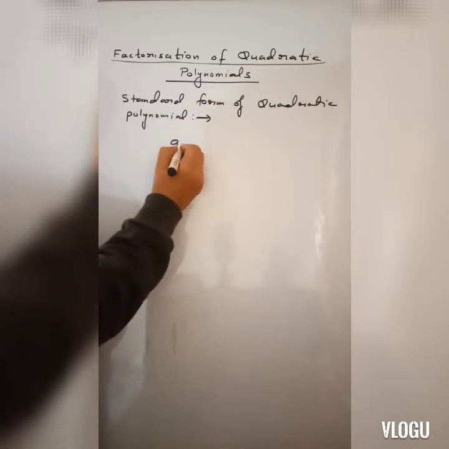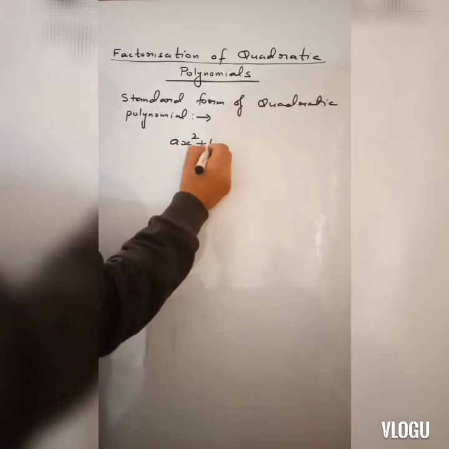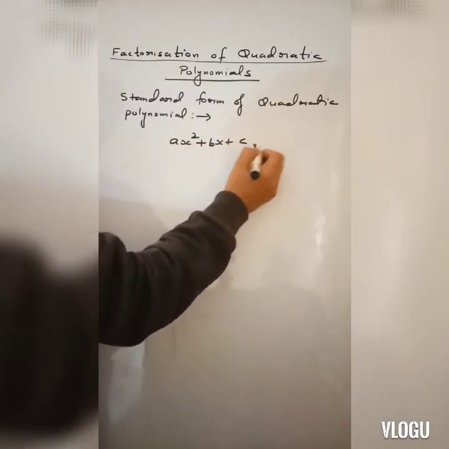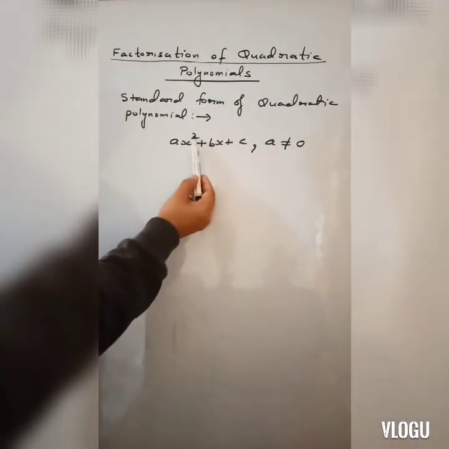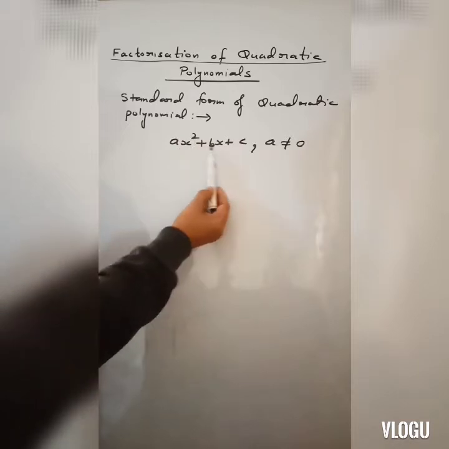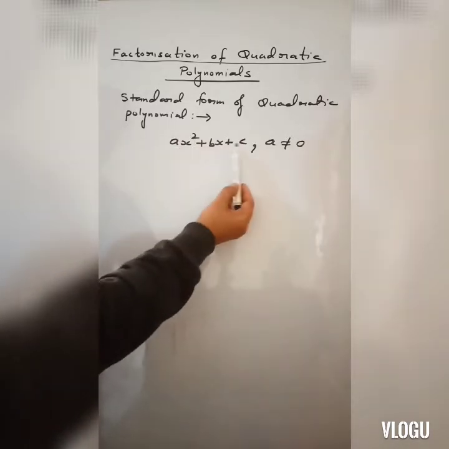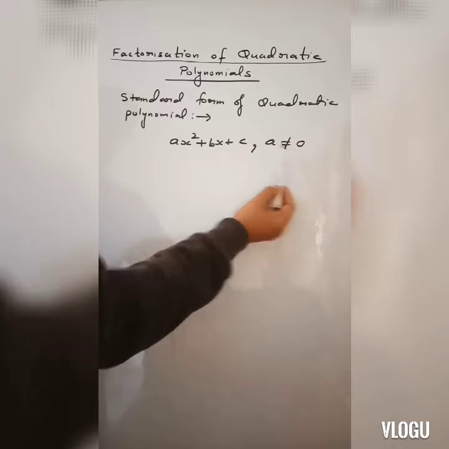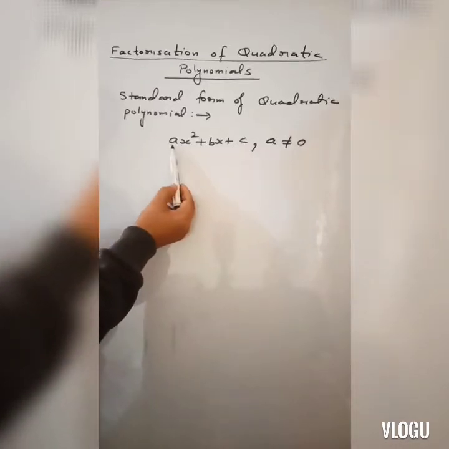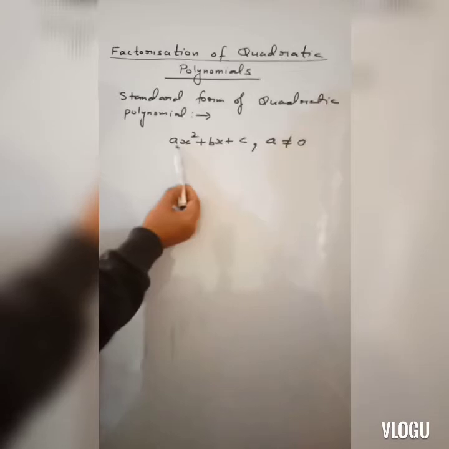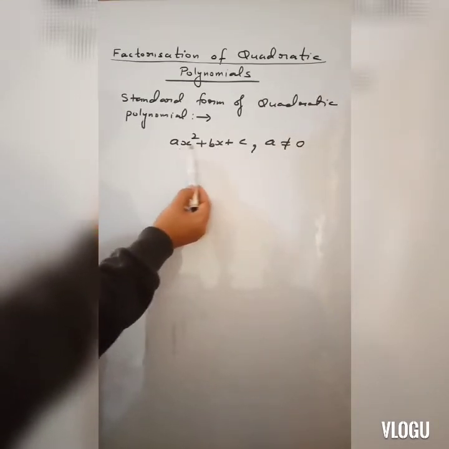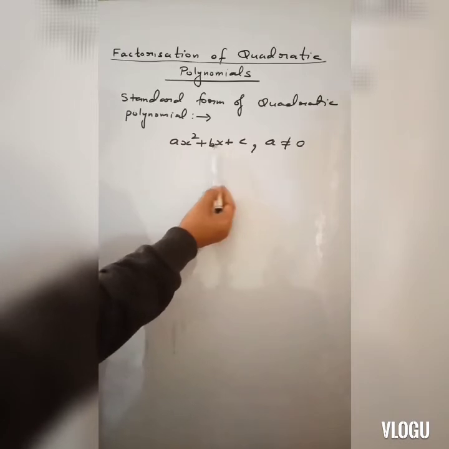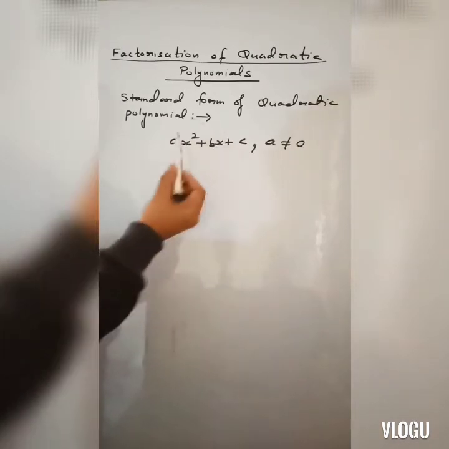So the standard form of a quadratic polynomial is ax square plus bx plus c, and a should not be 0. You can see that the highest power of the variable is 2, so it's quadratic, and here a, b, c are constants. A should not be 0, because if a is 0 then the first term will be 0, its degree reduces to 1, it will no more be quadratic, and it will become a linear polynomial. B and c can be 0.